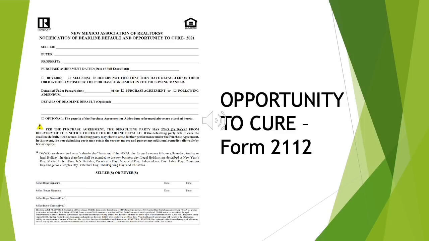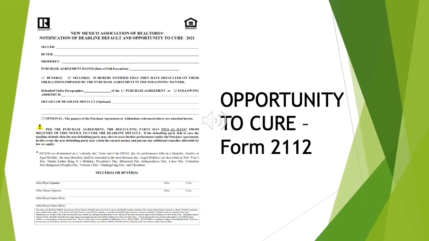It says that the buyer or seller is hereby notified that they have defaulted on their obligations imposed by the purchase agreement in the following manner. And it has a place where the specific paragraph number of the purchase agreement can be referenced, or the following addendum. And it allows for the details of the deadline to be entered, though that is completely optional. And then it also allows for the pages of the purchase agreement or the addendum referenced above to be attached. That's also completely optional. So the box would be checked in the event that those are attached, but in the event that they aren't, then that box would not be checked.